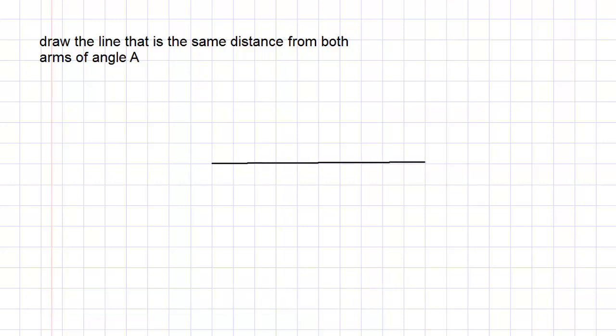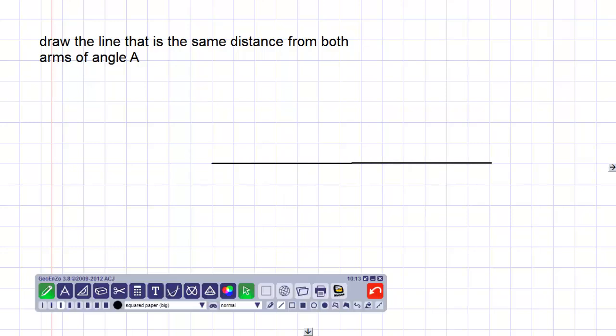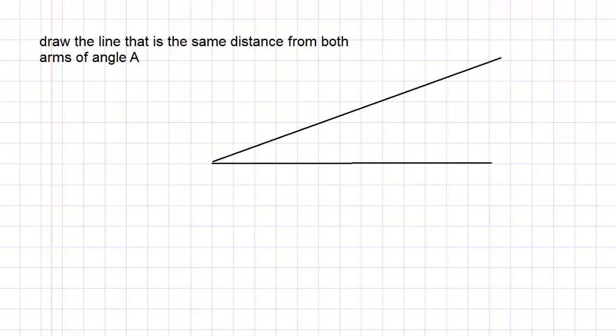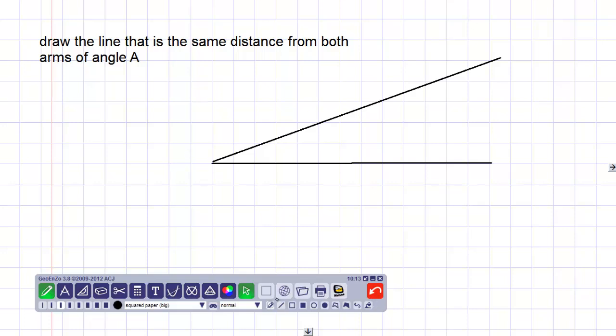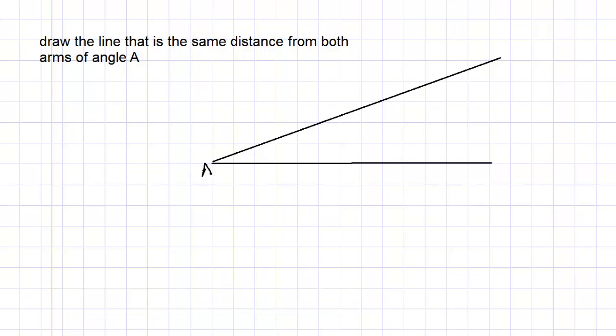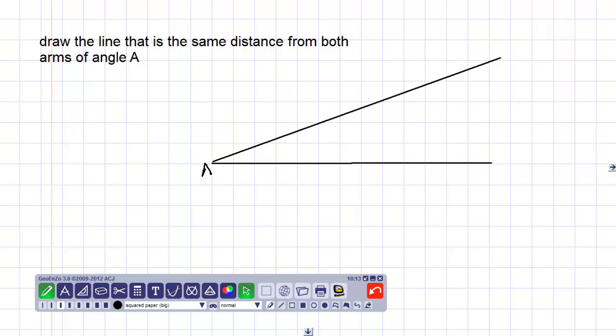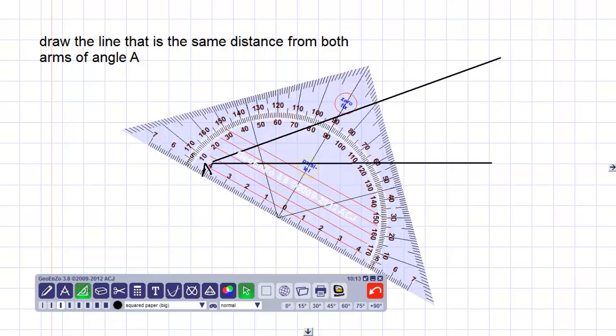So what I'll draw for you is an angle A, something like this. I'll call that A. And now what I'm doing is I'm drawing the bisector of A, because the bisector of A is the line which is exactly the same distance from both arms of A. I'll first draw it, and then you'll know.